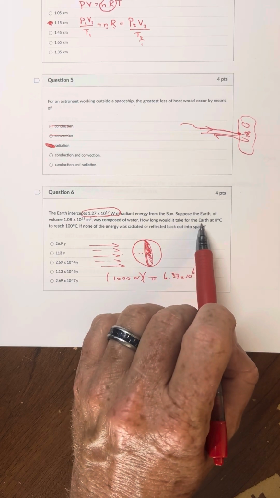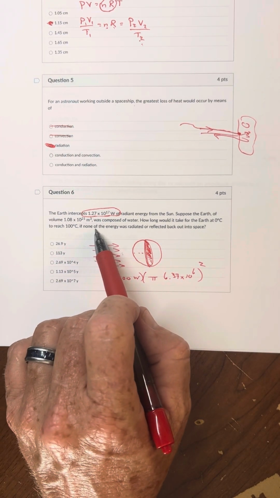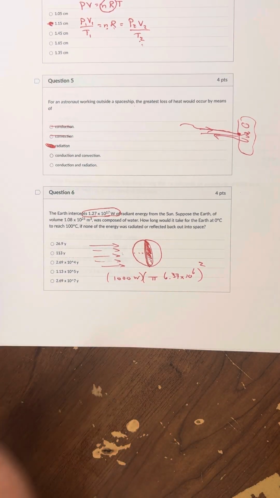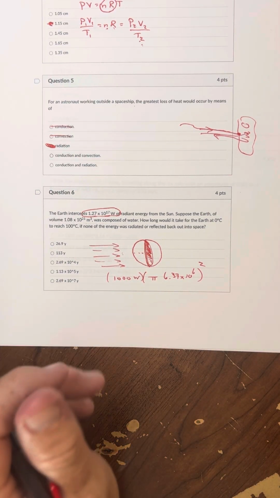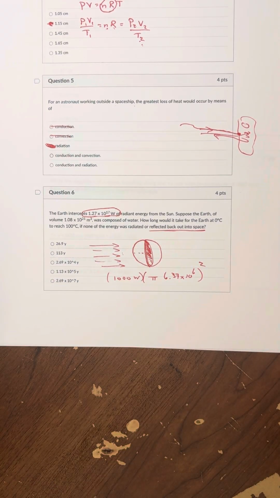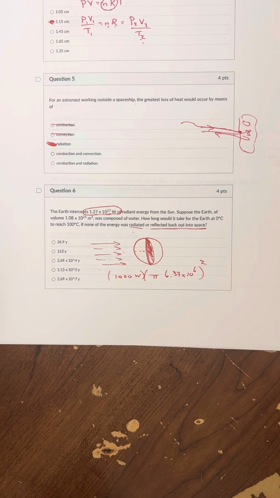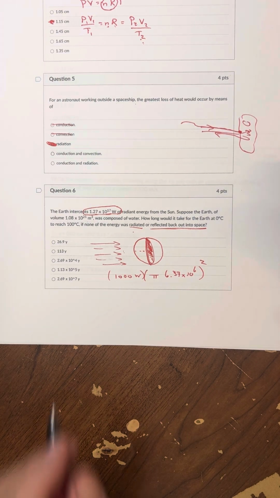How long would it take for the Earth at 0 degrees Celsius to reach 100 degrees Celsius if none of this energy was then re-radiated or reflected back out to space? So obviously a lot is reflected back out into space and re-radiated. So in fact, ideally the same amount is, so that there's no net warming of the Earth. So a very hypothetical question, but I see the point here, and that is, if you're going to warm up water, maybe I'll get my little pad here.